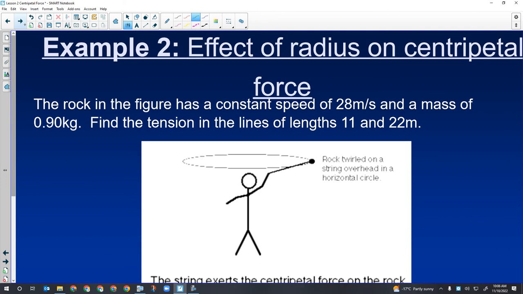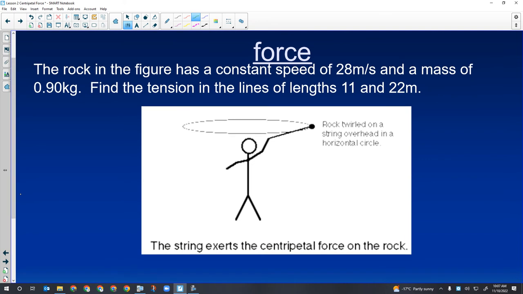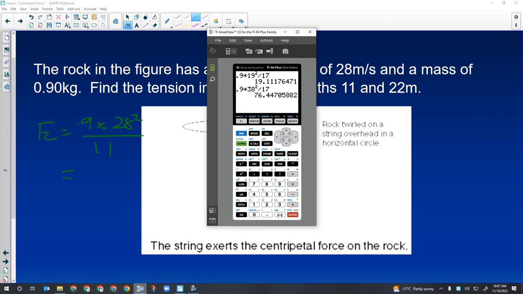And then what if I'm looking at radius instead? What's the effect of radius going to be on centripetal force? If I increase the radius, the centripetal force required is going to decrease. So if we're looking at that here, with these two, we've got this rock tied to a string. The first Fc is 0.9 kilograms again, times 28 squared divided by 11. We're going to get 0.9 times 28 squared divided by 11.